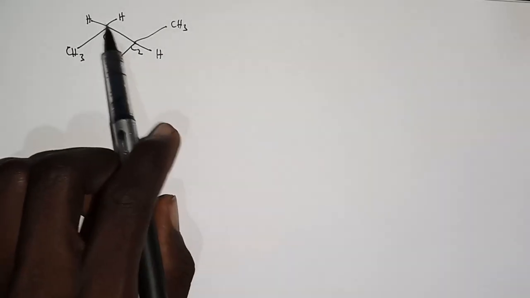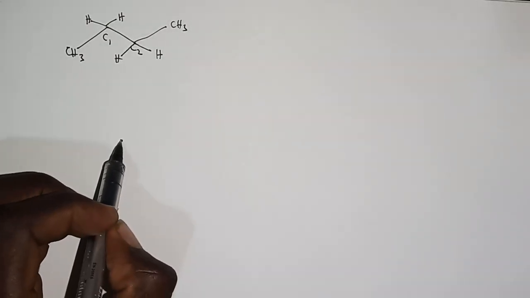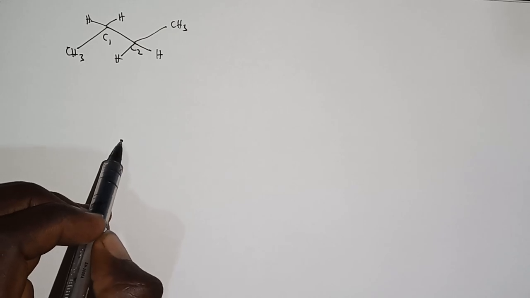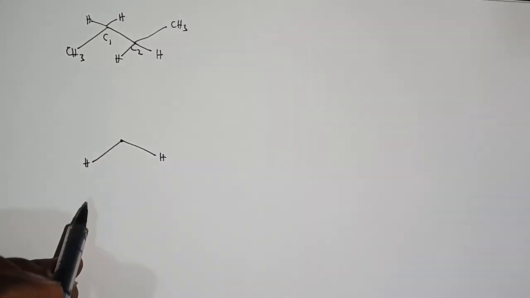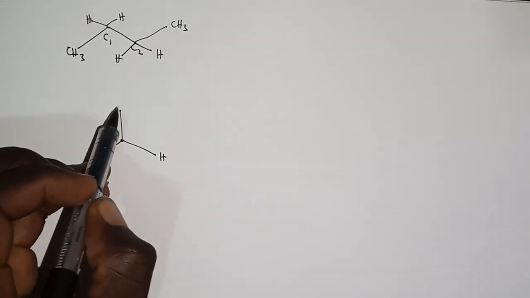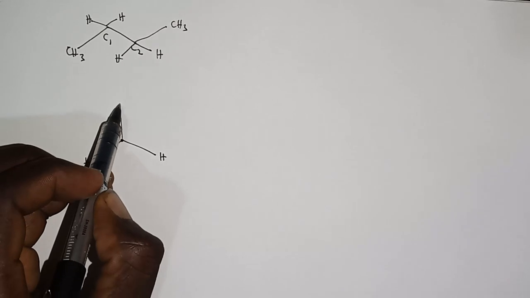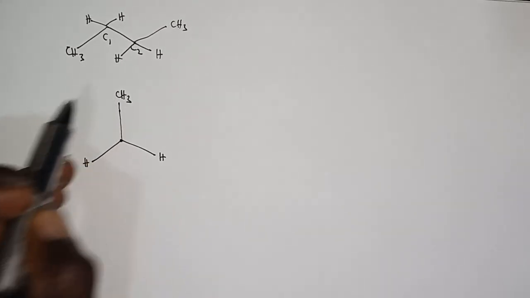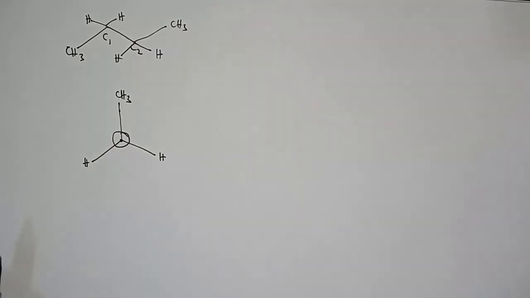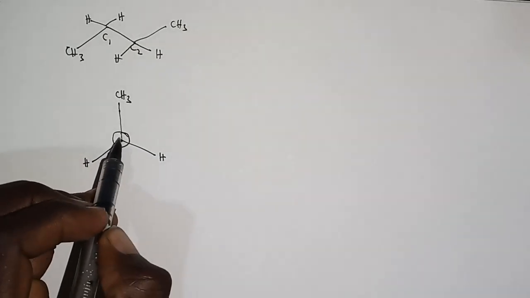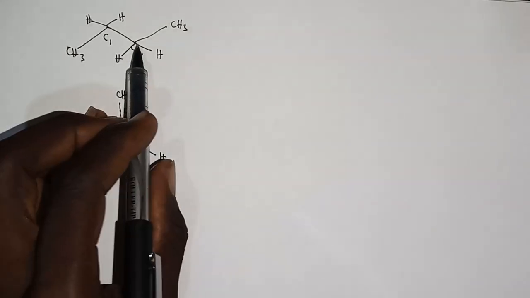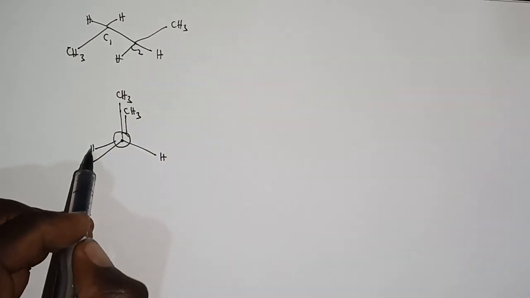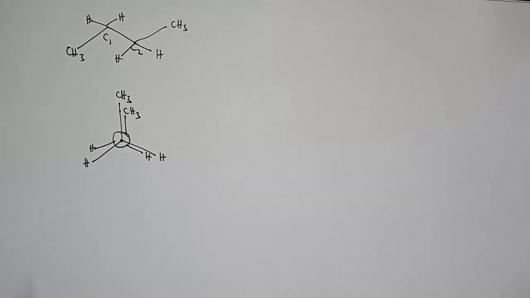So we are standing on this one. So this is the front carbon. So this is a proton, this is a proton, and then this is also a CH3. So let's put the CH3 here. And so the first thing will be, this is also a CH3 for the carbon behind, and then this is a proton, and this is a proton. So this is the first conformer.